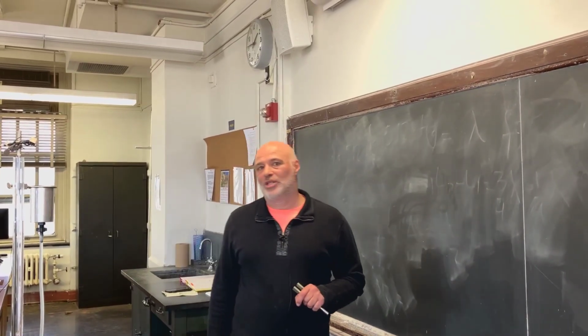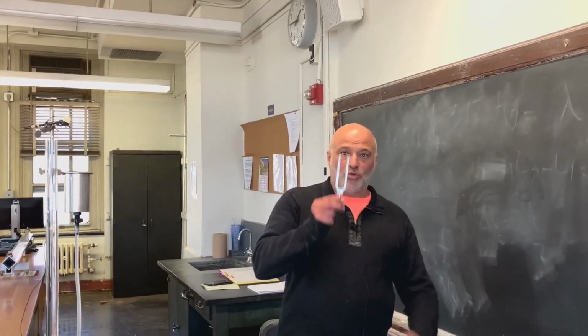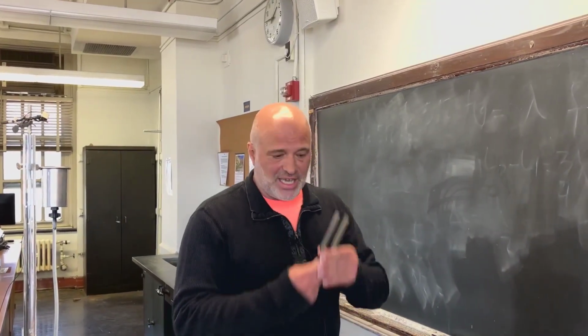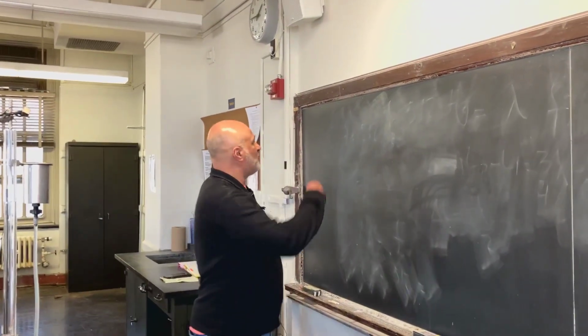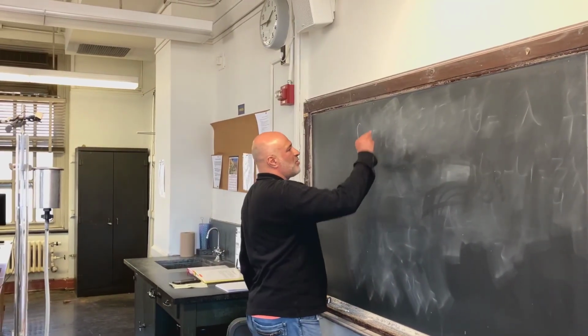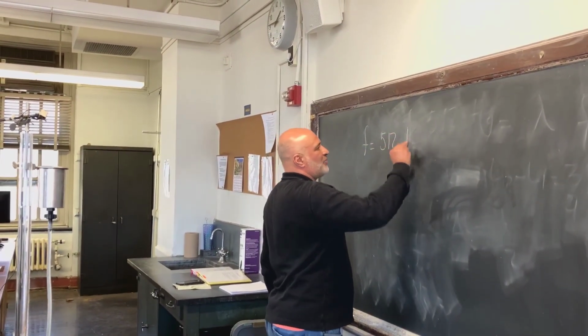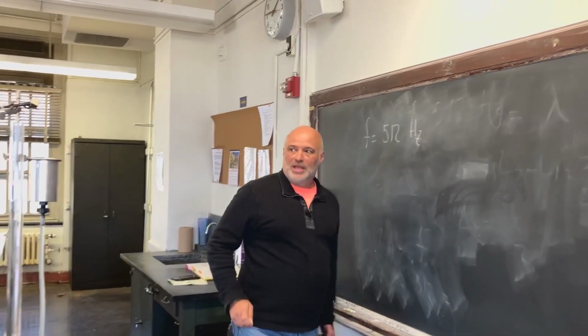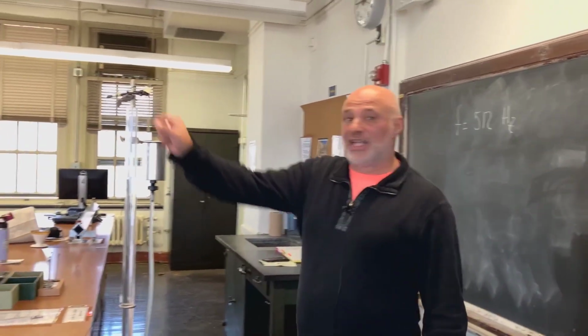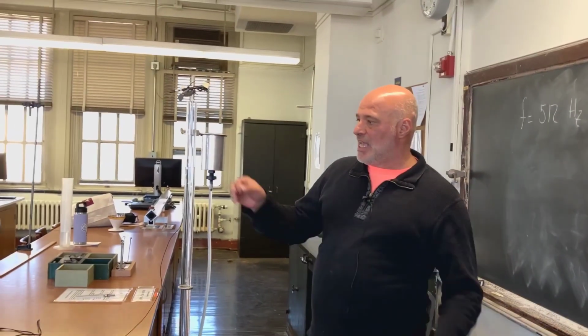Today, we are going to measure the speed of sound in air by using a tuning fork of known frequency. In our case, we have a tuning fork with a frequency of 512 Hertz, and a resonant tube, which is basically a closed-open cavity.